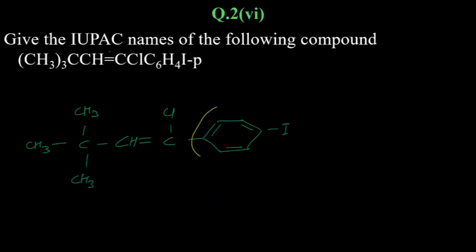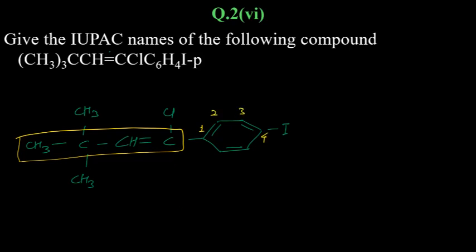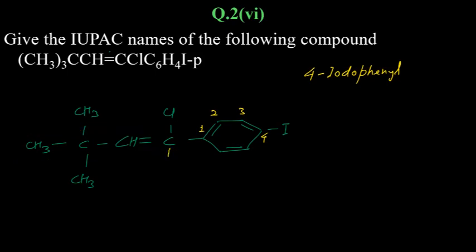Why? Because the benzene ring is now a substituent group, meaning a side chain. If it is a side chain, the carbon which is attached to the main chain will be 1, 2, 3, 4. So it is 4-iodo, not benzene, it will be phenyl. This is the main chain. 4-iodophenyl. And numbering will start from the right side because this one is near to the double bond.